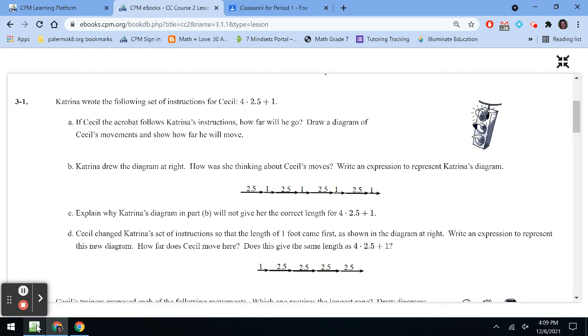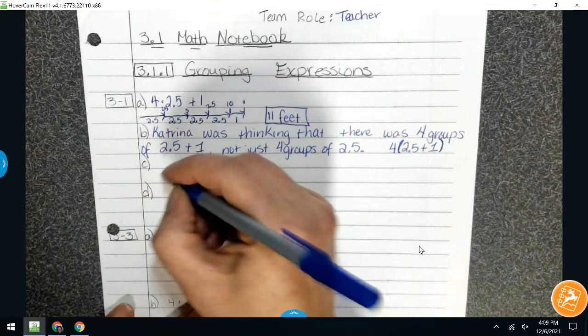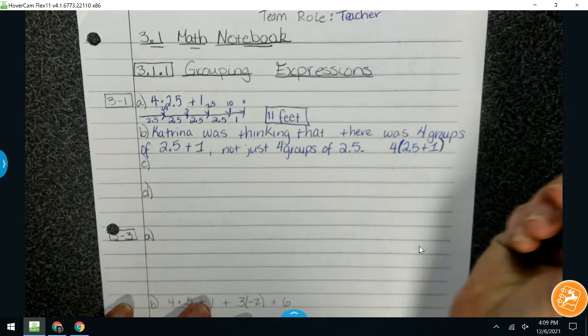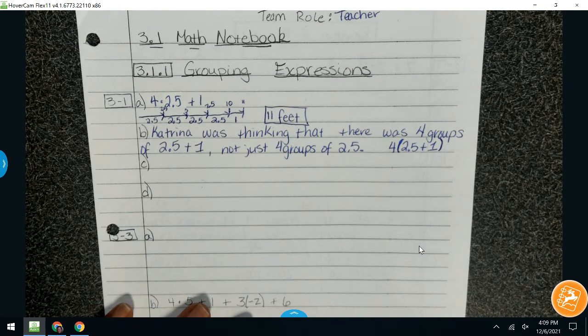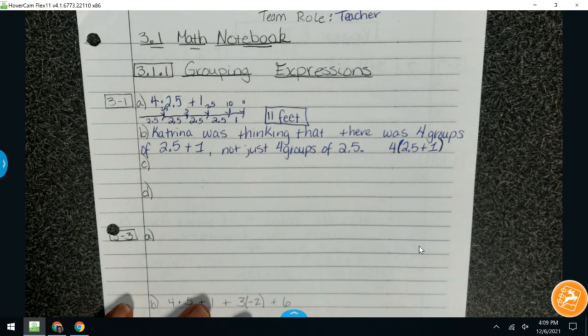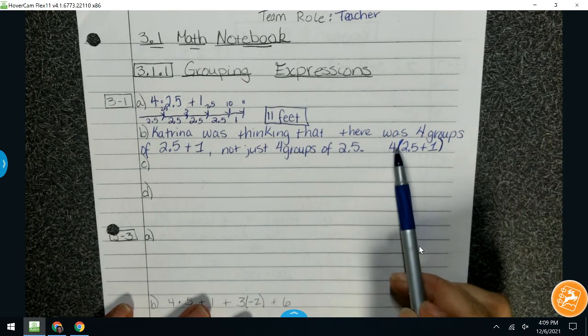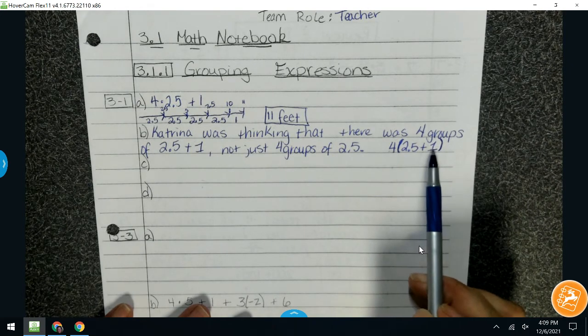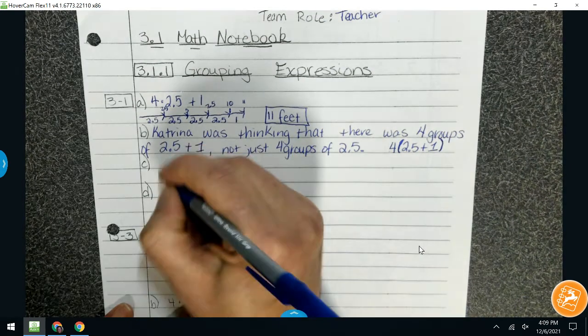So right here, we're going to go back over here. And so she's going to be off. Now, the question that I asked in class is, is hers shorter or longer than what we drew in A? So her routine should be longer because we have the 4 groups of 1 instead of just 1 group of 1.